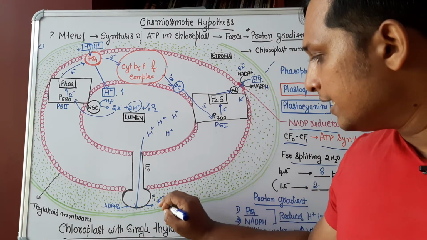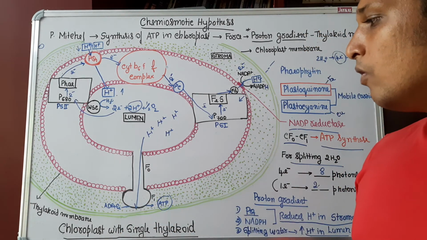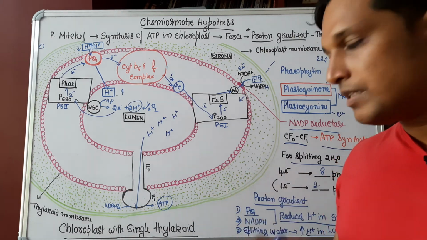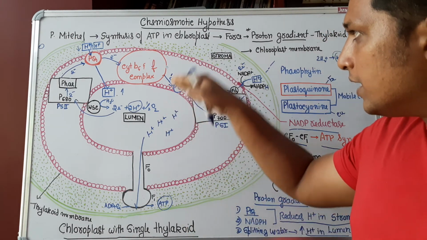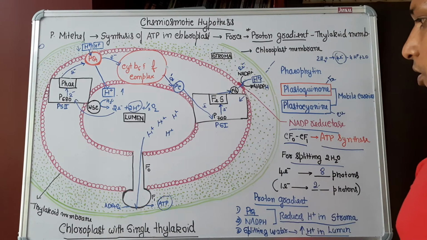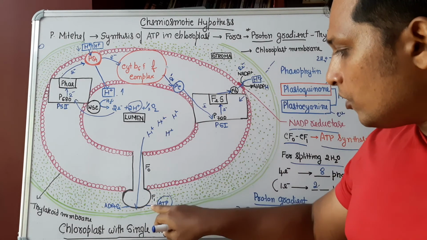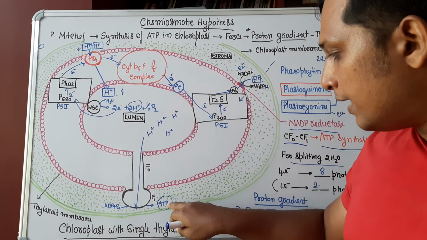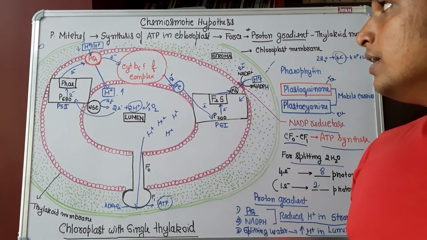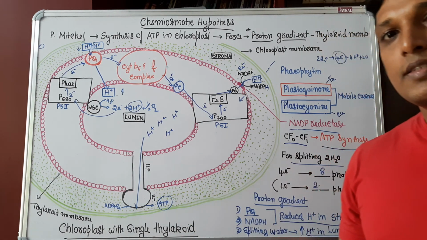It will generate ATP. So this is how the chemiosmotic hypothesis explains how the proton gradient develops, the three reasons for the proton gradient, and how that proton gradient ends up preparing ATP. That's about the chemiosmotic hypothesis. Thank you.